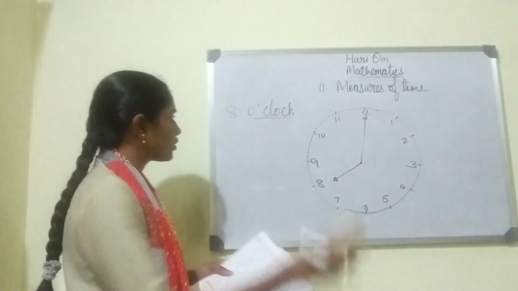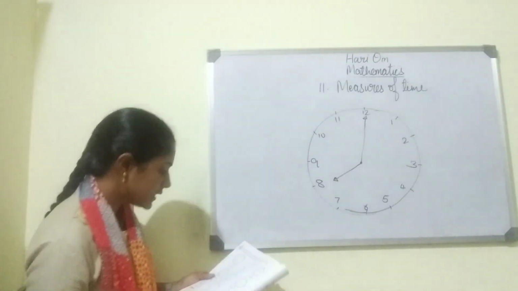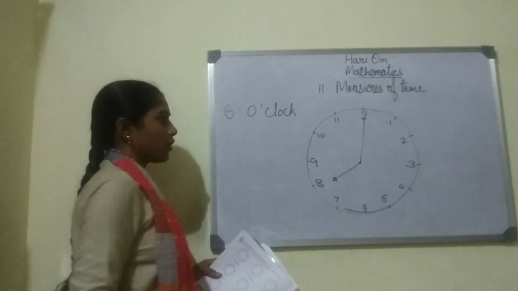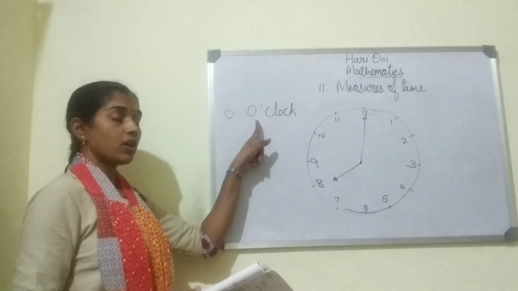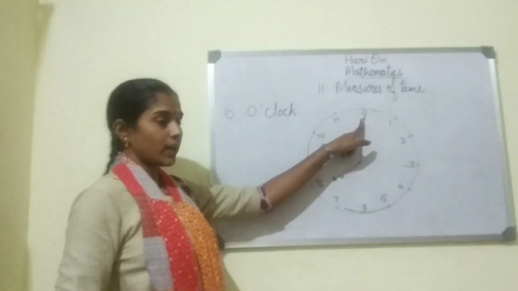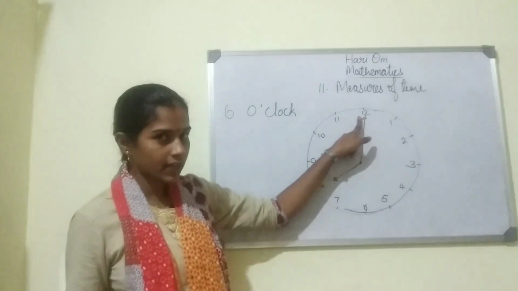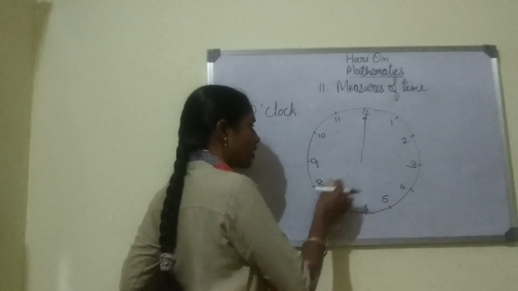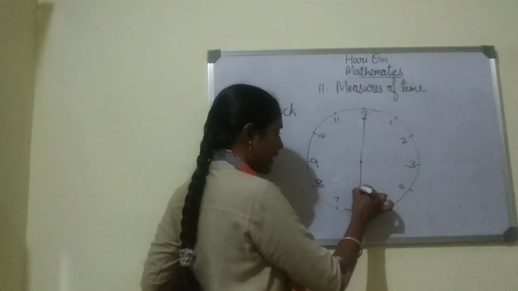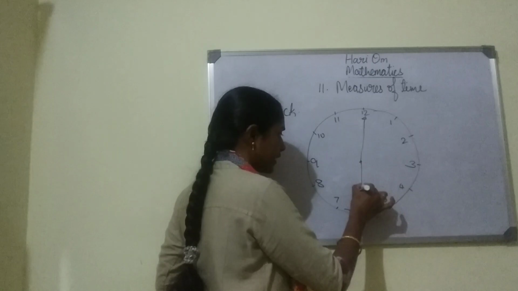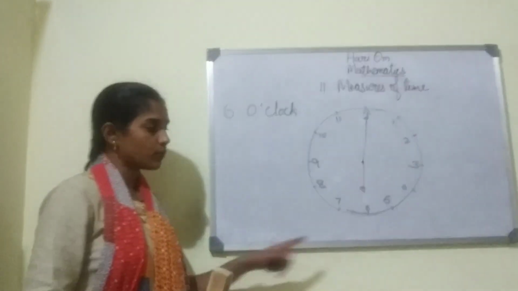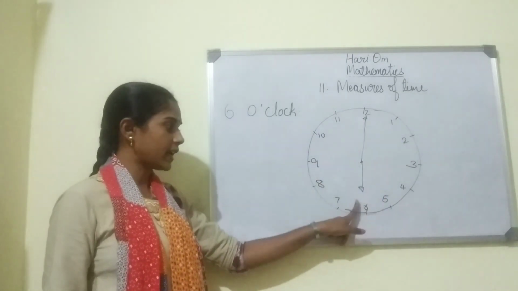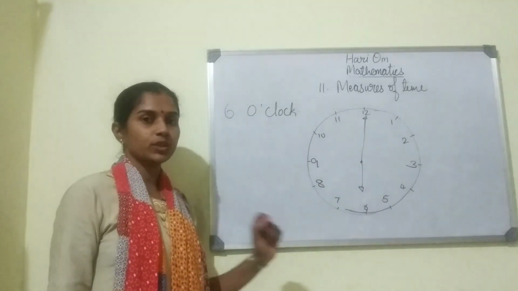Draw the hands neatly. Look at the second one. It is 6 o'clock. So again in 6 o'clock, the long hand will be at 12 and the short hand should be at 6. Long hand at 12 and short hand at 6 makes 6 o'clock. So what is the time now? It is 6 o'clock. Long hand is at 12 and short hand is at 6.